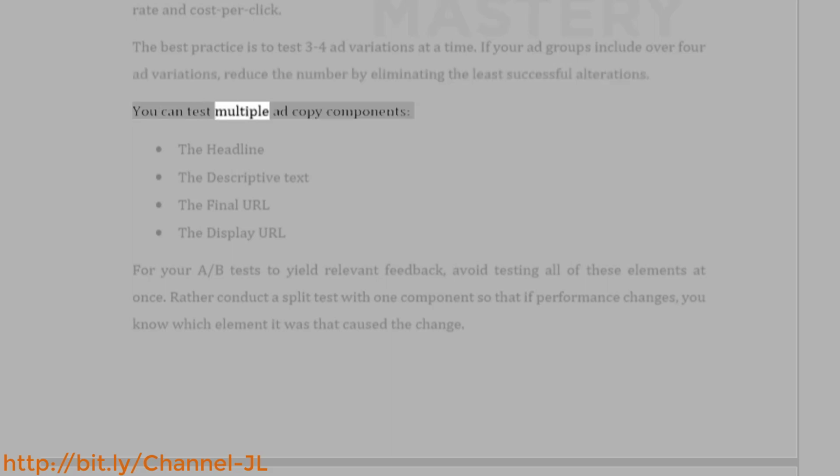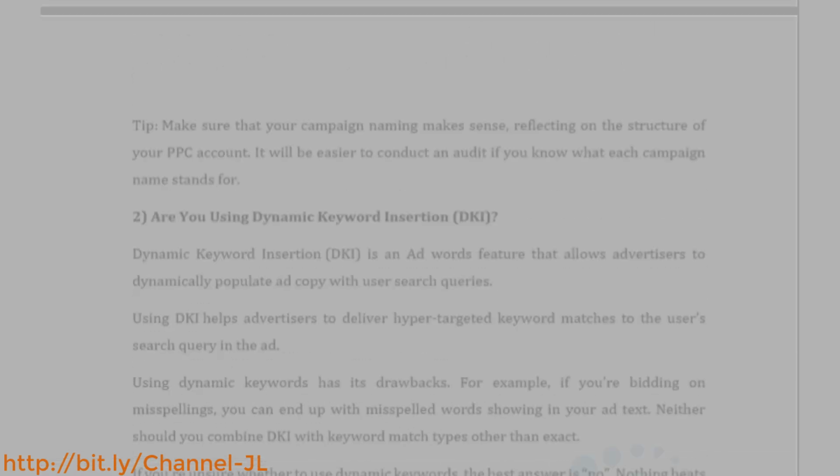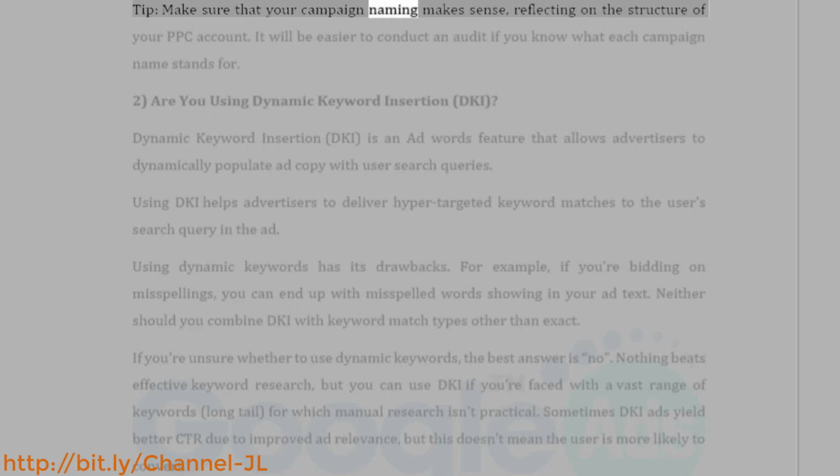You can test multiple ad copy components: the headline, the descriptive text, the final URL, the display URL for your A/B tests to yield relevant feedback. Avoid testing all of these elements at once. Rather, conduct a split test with one component so that if performance changes, you know which element caused the change. Tip: make sure that your campaign naming makes sense, reflecting the structure of your PPC account.